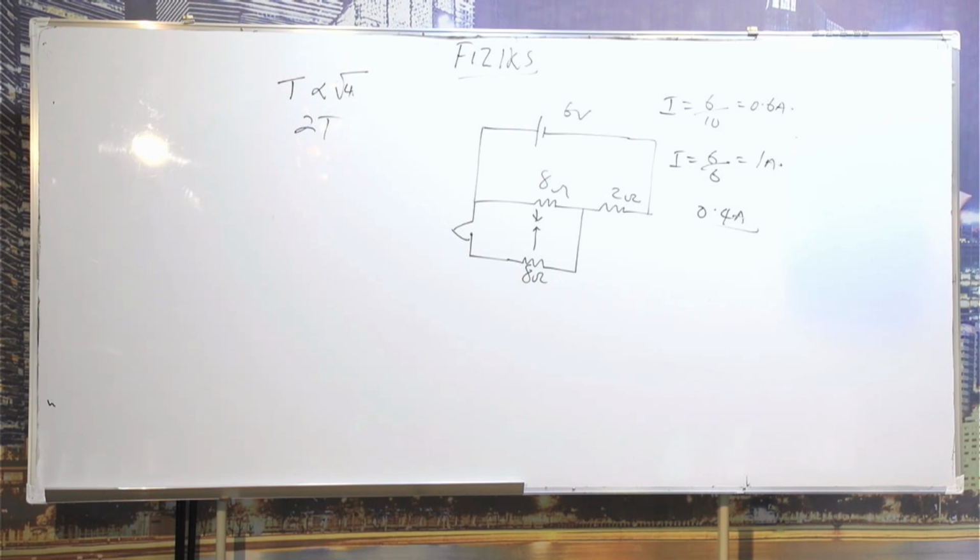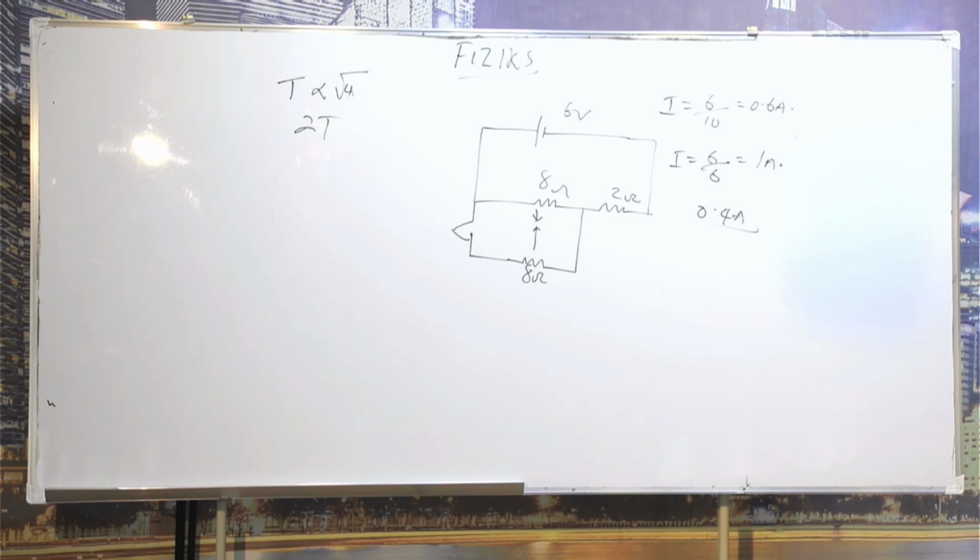Class, what if JAMB asks you that electricity is supplied at high voltage and low current so as to do what? What is the answer? Why do you supply electricity at high voltage and low current? To minimize heat loss. That is it.